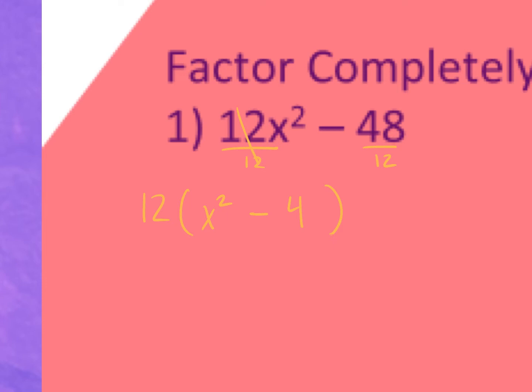Can I factor this anymore? Yeah, I have two terms on the inside, so what do I have to check for when I have two terms? See if they're both perfect squares. So we have the difference of squares here. What times what gives me x squared? X and x. What times what gives me 4? 2 and 2. So my parentheses are going to be x plus 2 and x minus 2.